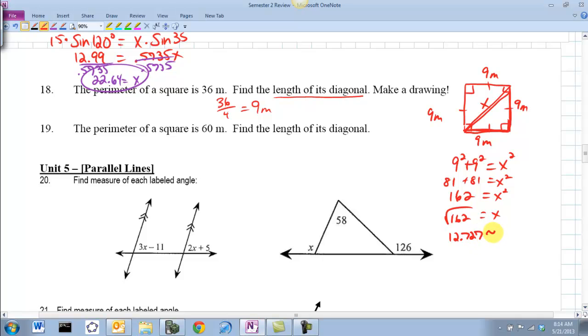And that seems about reasonable if I've got a right triangle with sides of 9. So my answer for this guy is 12.727. Number 19 is for you to do.